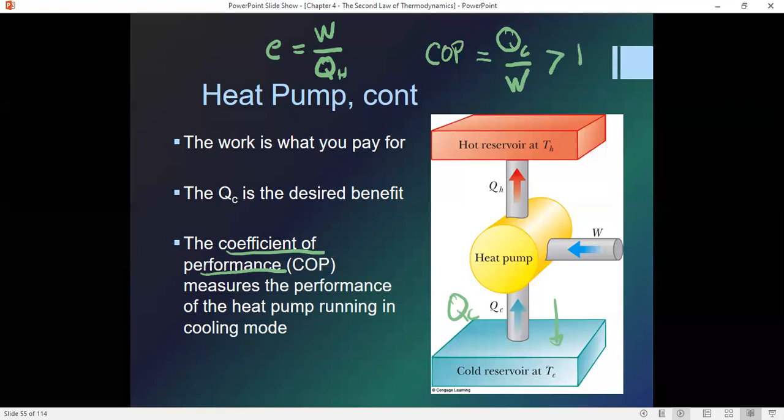Generally, what we see is the greater the temperature difference between the hot reservoir and the cold reservoir, the coefficient of performance will go down. If there's not a lot of difference between the two temperatures, it's really easy to move the heat with very little work. But as we get colder and colder, the coefficient of performance drops. So the coefficient of performance on an air conditioner should be higher than what it would be on your refrigerator.